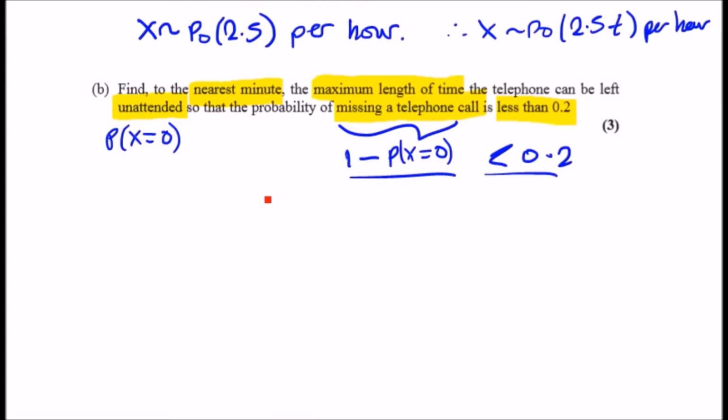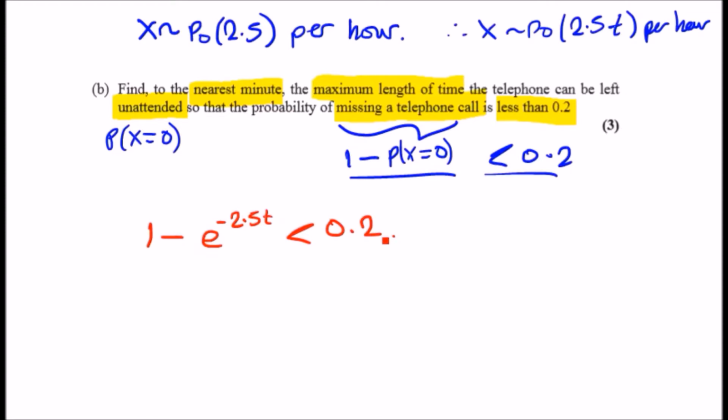Let's rewrite the statement. What do we have? Let's keep it as this. We got 1 minus the probability x equals 0. Using a Poisson distribution, it'll be e to the minus lambda, so e to the minus 2.5t, times lambda, which is 2.5t to the power 0, over 0 factorial. All of this should be 1, so I don't know why that's even there. And all of this would be less than 0.2.